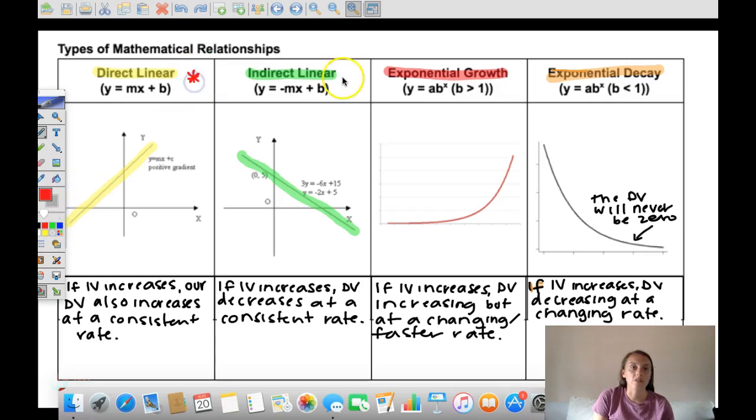These two graphs, direct linear and indirect linear, are two of the more common graphs we'll be using in chemistry to either support or negate our hypotheses based on our research questions. But as stated before, exponential growth and exponential decay are important to recognize, not only in chemistry, but also in your ACT exam.